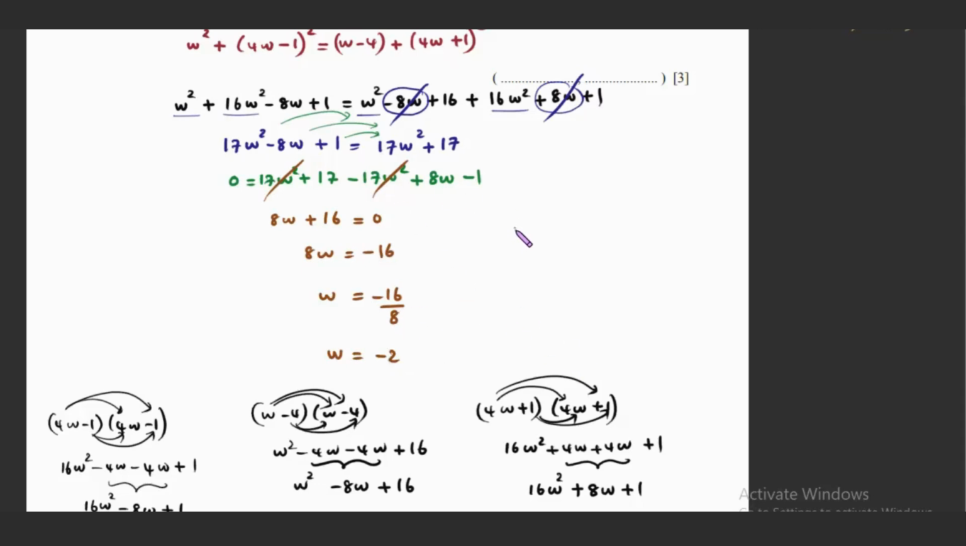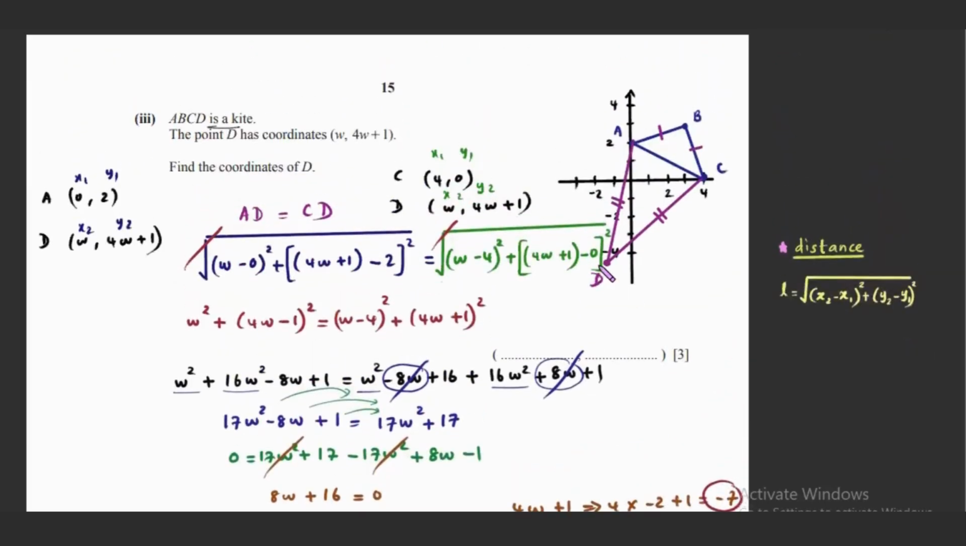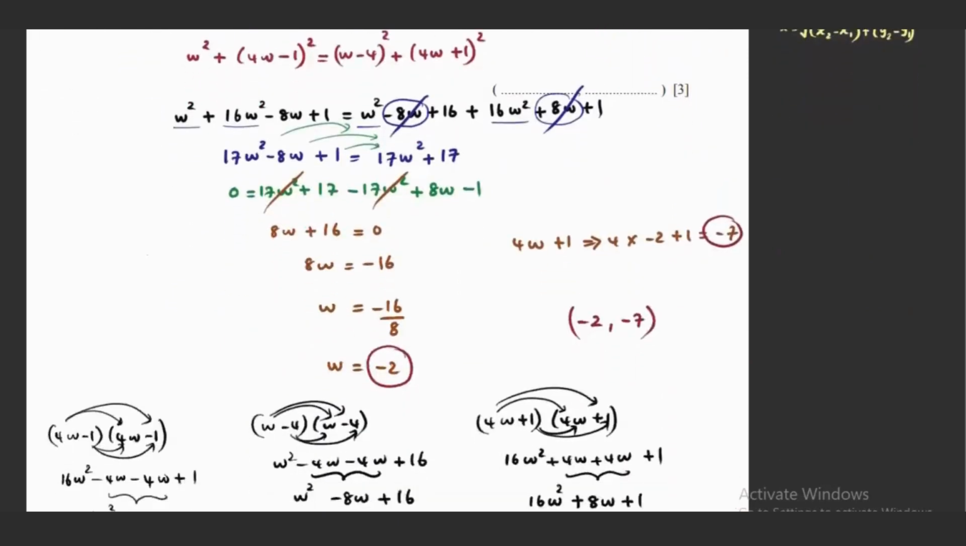I can find what 4w plus 1 is because that is the y value of the coordinate point. So that's going to be 4 times negative 2 plus 1, which will be equal to negative 7, which means the two coordinates were w and 4w plus 1. So that's going to be minus 2 and minus 7. This will be the coordinates of the point D, minus 2 and minus 7. With that, we will be done with this question.